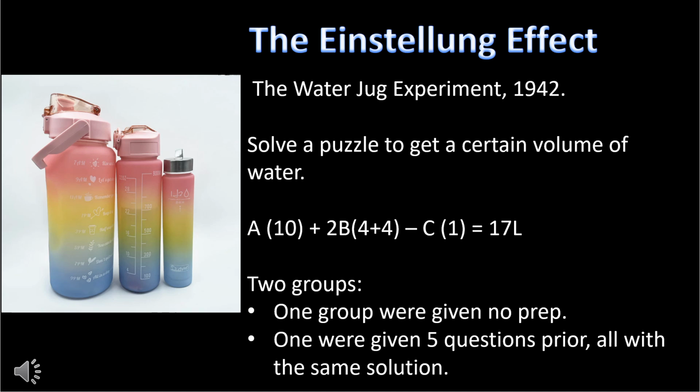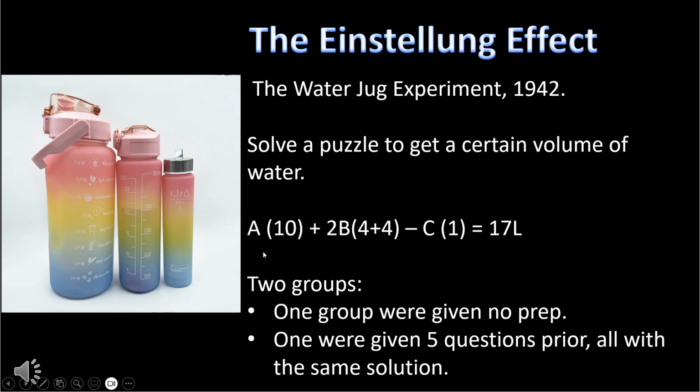Now, these prep questions were all different questions with different volumed water jugs and different answers, but the solution to all 5 of these prep questions was exactly the same. And that solution was that you could take 1 of jug A, 2 of jug B, and take away 1 of jug C, and you would end up with the correct solution every time for each of the 5 questions.